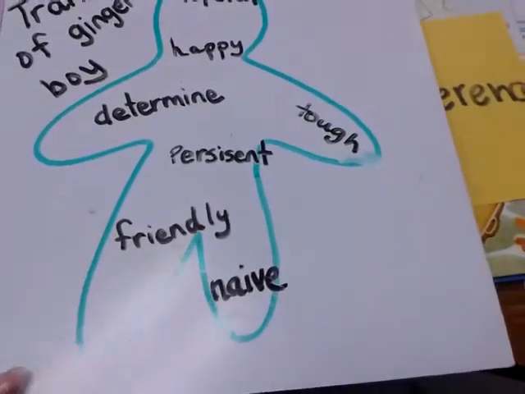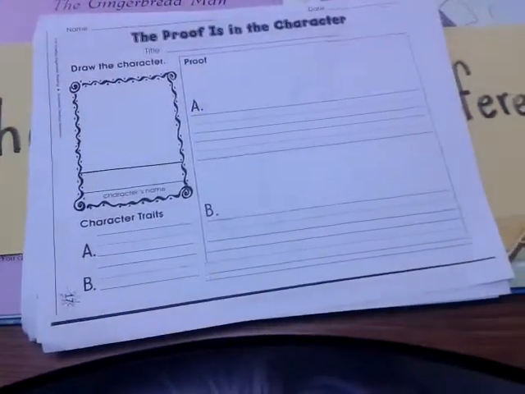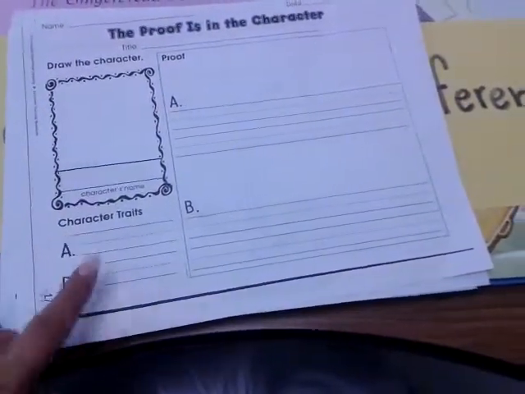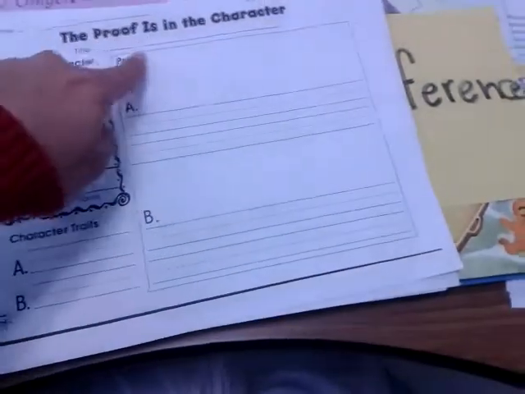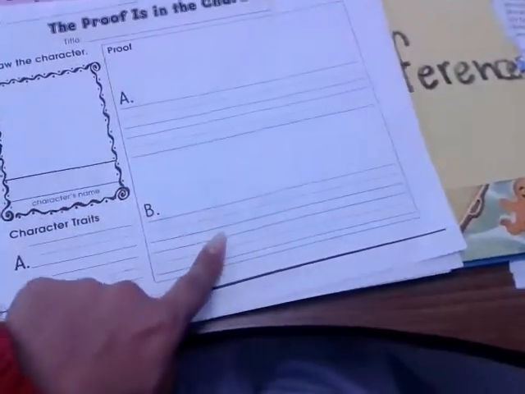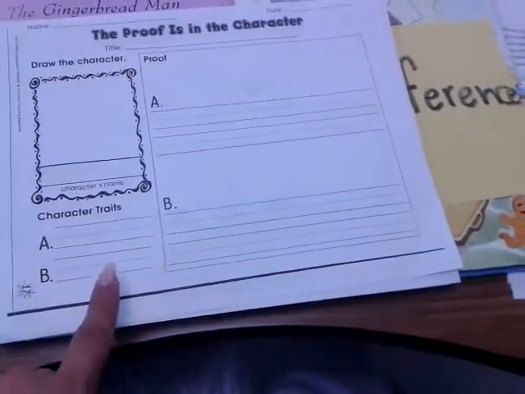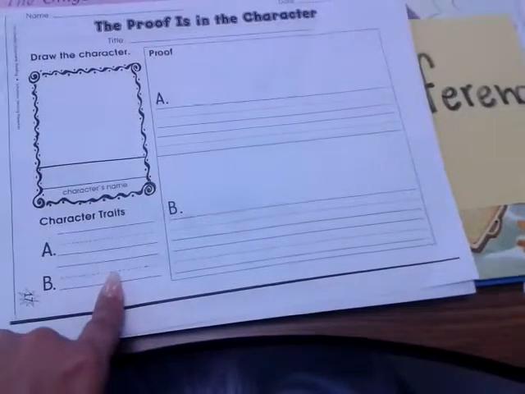Naive. Okay, so now we have happy and naive. So we would write happy and then we would write naive. Now it says proof. We're going to have to prove how he is happy in the story and how he is naive in the story.